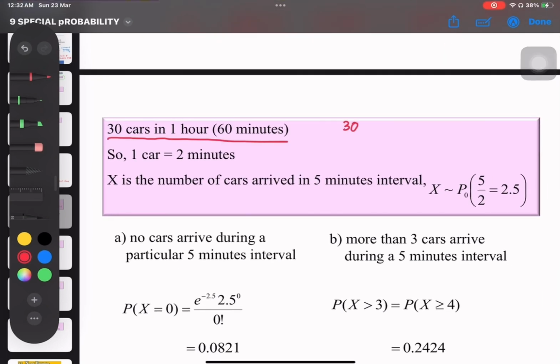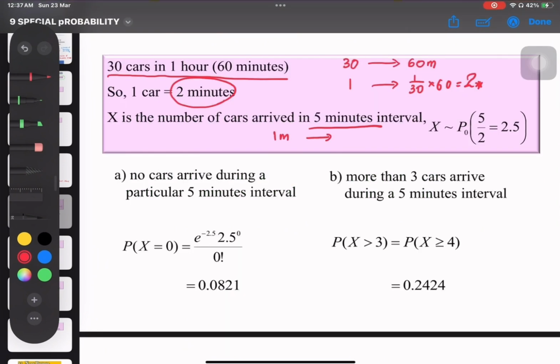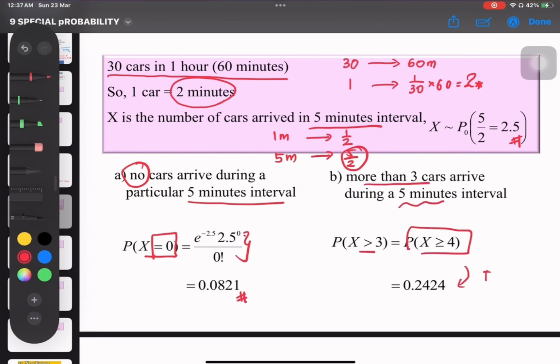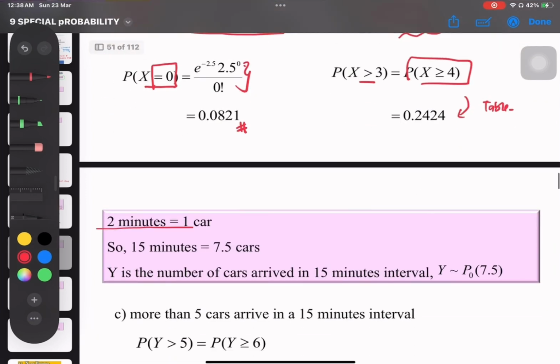Question A, 30 cars need 60 minutes. And so 1 car we need 2 minutes. The question requires 5 minutes interval. So we first identify 1 minute, we will have 0.5 cars, and so 5 minutes we'll have 2.5 cars. Then we can find probability for x equals to 0 by using the Poisson formula. And for question B, we can just use the statistical table.